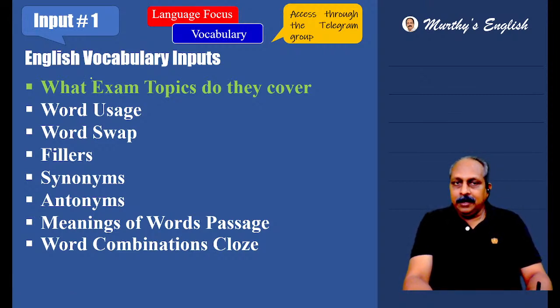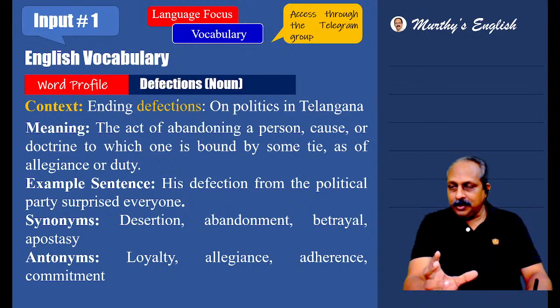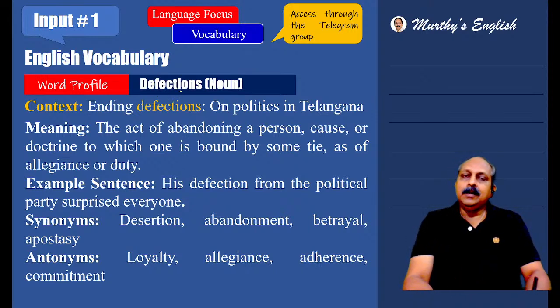Input one, English vocabulary. These are the exam topics you can easily deal with or tackle if you are good at vocabulary. Let us see the words. The very first word, entire source is based on defections. That is a key word for today. Defection, part of speech, noun, singular defection, defections, plural. See the context, ending defections on politics in Telangana.